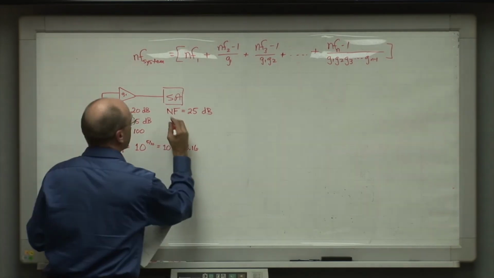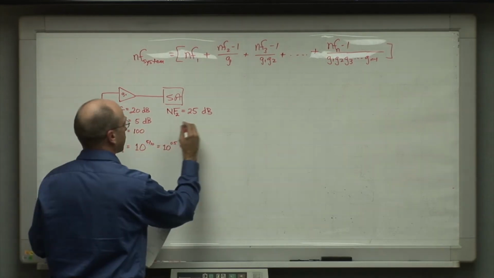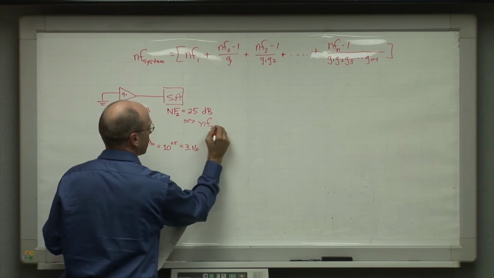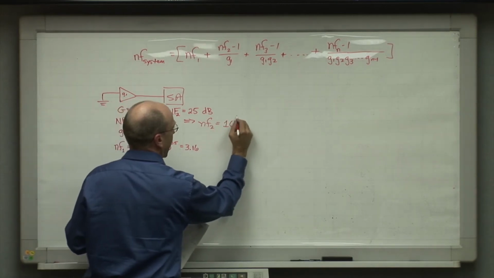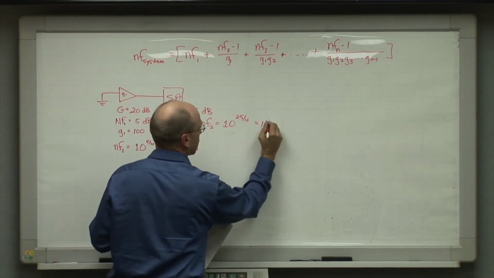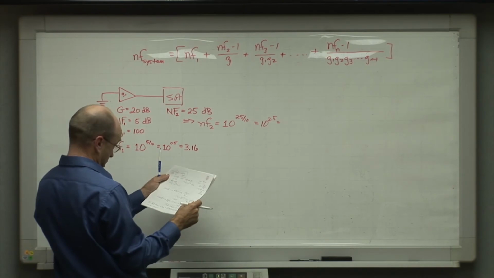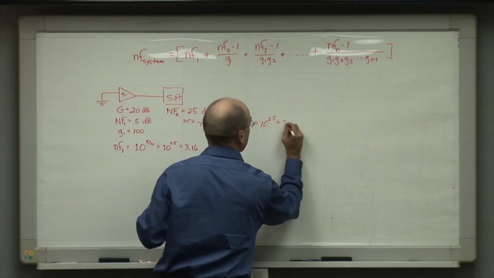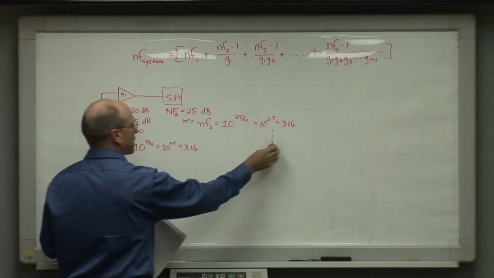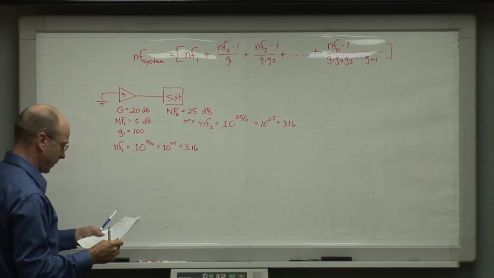Now over here, this is noise figure 1, noise figure 2 is equal to 25 dB. That implies that noise factor 2 must be 10 to the power of 25 divided by 10, which is 10 to the 2.5 power, which is going to be 316. Ooh, you can already see why I didn't pick these numbers accidentally. There's something going on there.